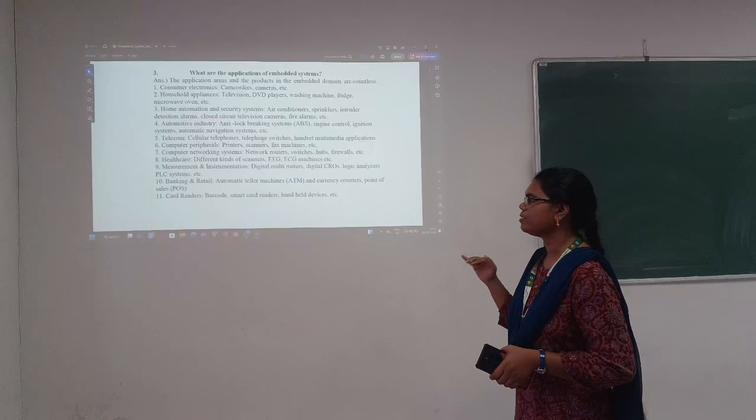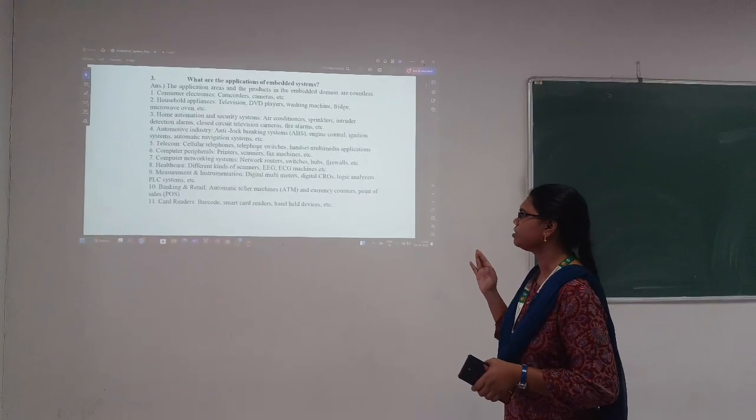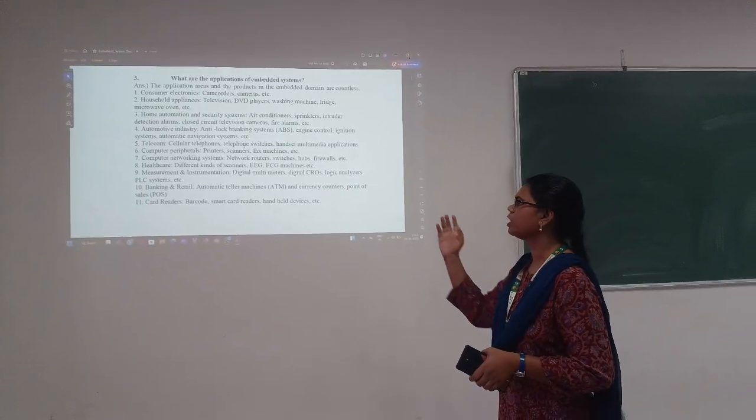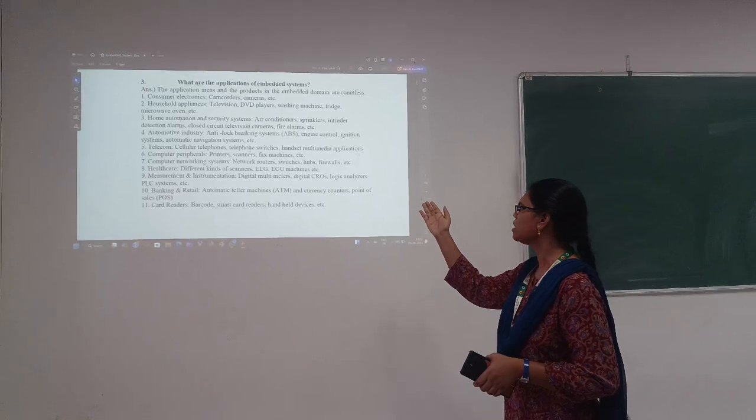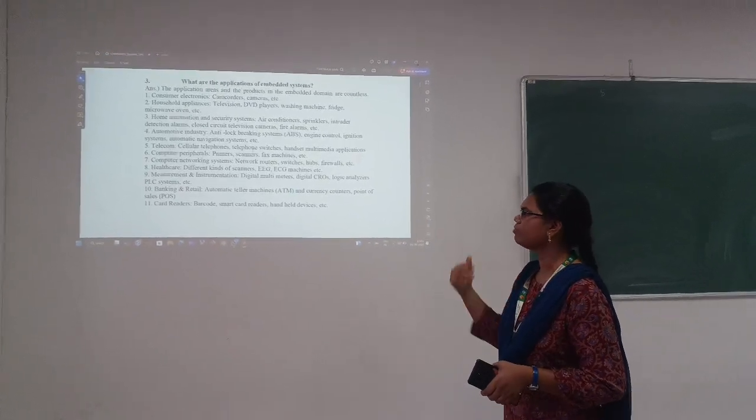Next one is measurement and instrumentation. Also we will be using the same embedded systems in the different applications with the use of PLC system, digital CROs, logic analyzers, digital multiplexes.